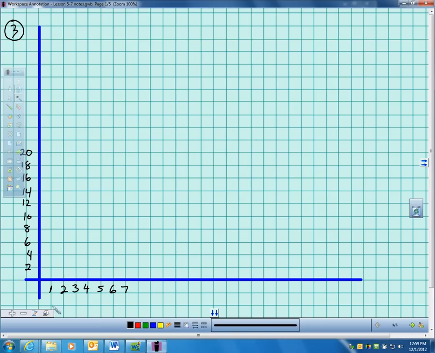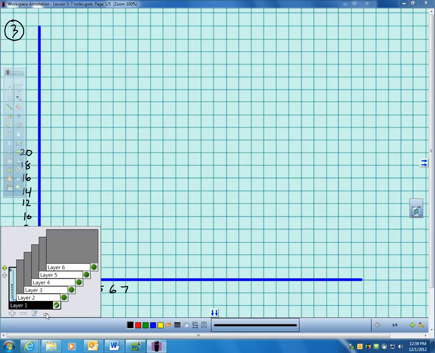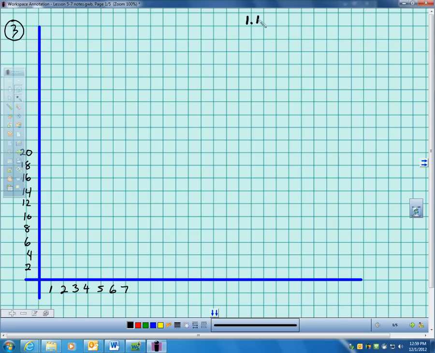I've got to turn my layer on. I want to write this out so you can physically see it. First of all, we made a scatter plot of data. The next thing we did is we determined whether that data had a correlation. Remember, data could have a positive correlation or a negative correlation, or it could even have no correlation.